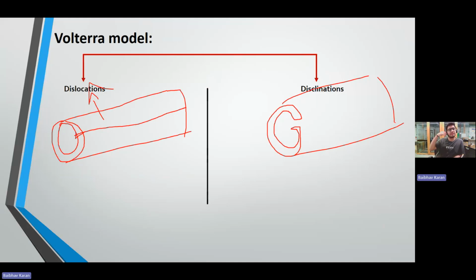There are various explanations regarding dislocations and disclinations. You can always go back to my presentations and Professor Prashashank's presentations to get an idea about that. But what we are discussing here is that, according to the Volterra model, dislocations have a straight cut on the hollow cylinder, whereas disclinations have an angular cut. Disclinations are very rare in materials, in metals. Therefore, we'll be concentrating more on dislocations.